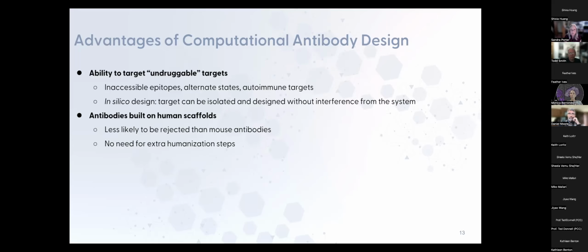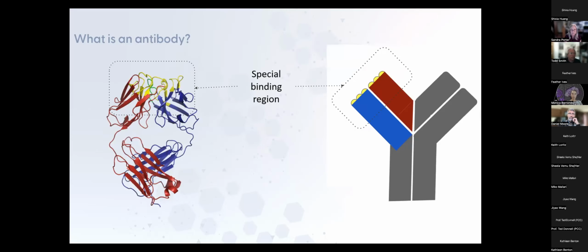Then the other thing you can do that's really cool is you don't have to rely on that humanization process, because you can design antibodies directly on human scaffolds. And that allows you to get antibodies that are further along the process than they would be if they came out of another system.